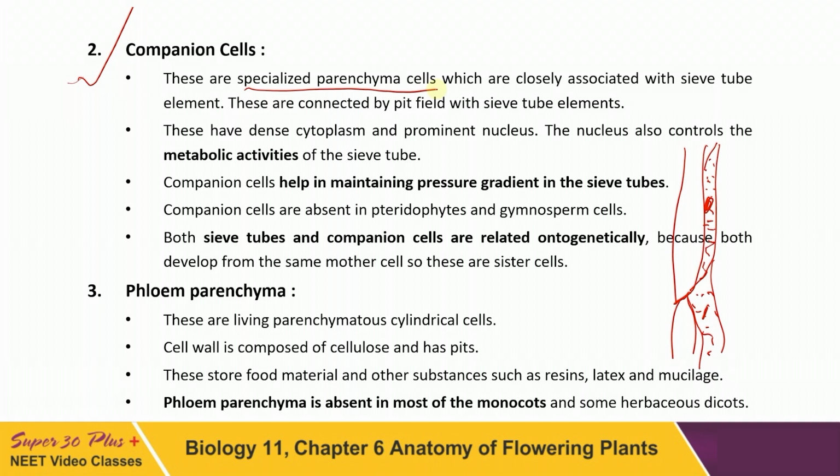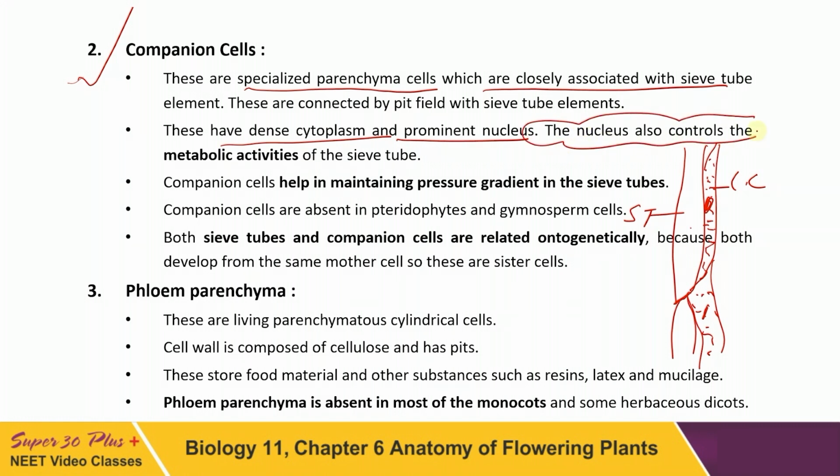Specialized parenchymatous cells closely associated with, what is this? This one is the sieve tube, and this one is the companion cell. Right? Dense cytoplasm, prominent nucleus, and the nucleus controls the metabolic activity of the sieve tube. Companion cells help in maintaining the pressure gradient of the sieve tube, and because of this the sieve tube will function.